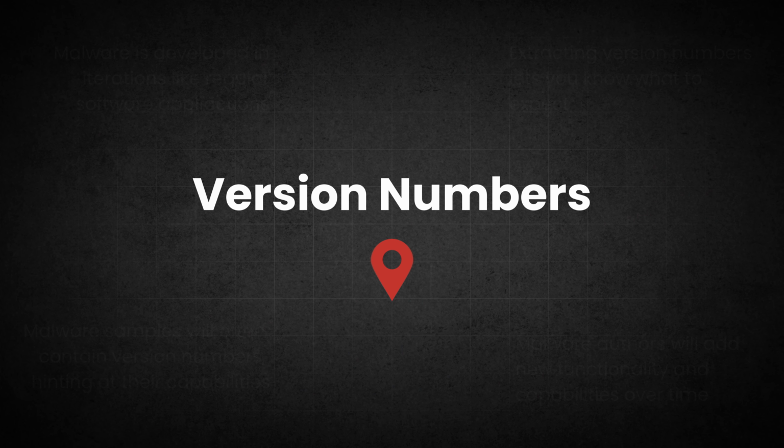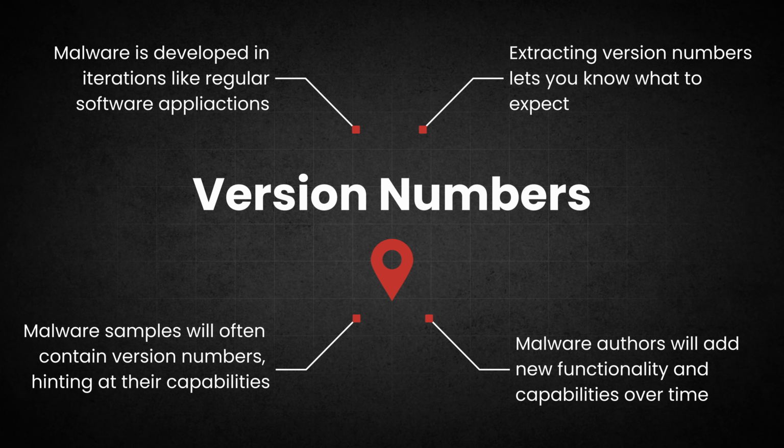Version numbers. Malware variants usually undergo iterations where the author adds or improves their functionality, just like regular software. This often means that samples contain version numbers that can be parsed and analysed against other samples or threat intelligence, allowing you to deduce the capabilities of that malware.